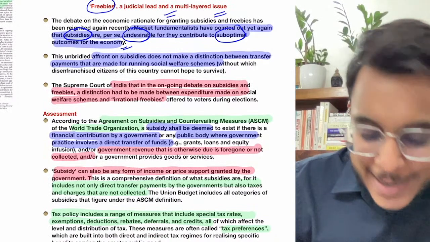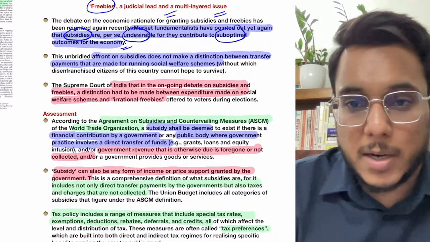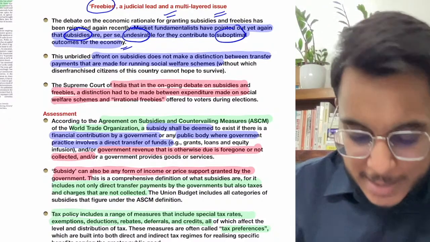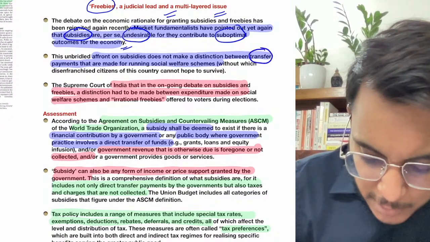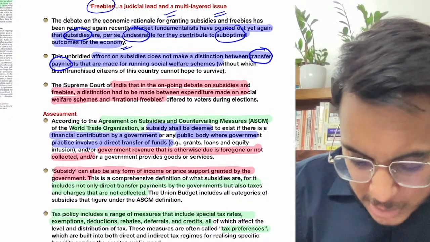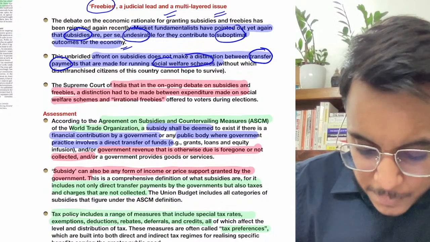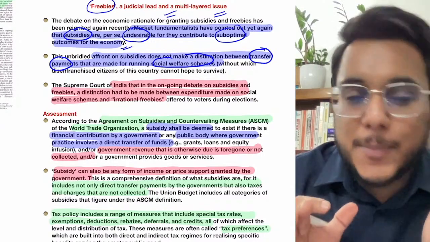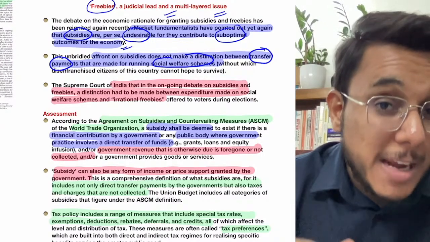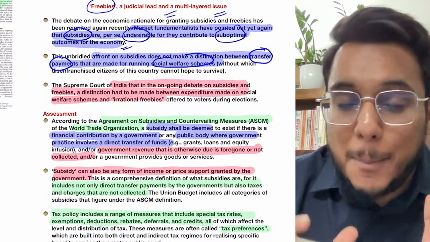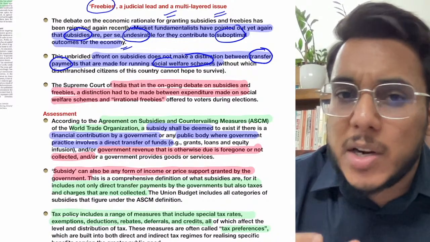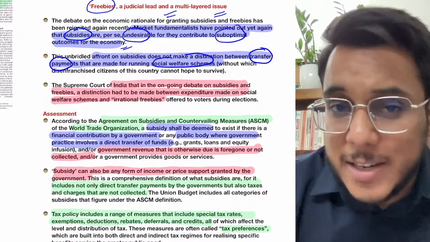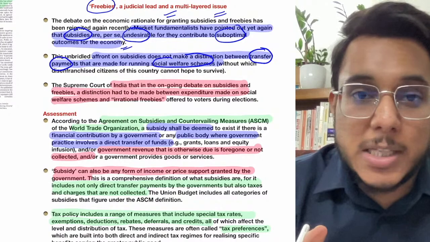Now guys, when we use this word freebie, there is a very old confusion, and it has been going on for many days: how to make a distinction between transfer payments made for social welfare schemes and freebies. Understand that sometimes even welfare programs are called freebies. For example, food being given to children under the midday meal scheme is referred to as a freebie. Subsidized or free education given to children is called a freebie.